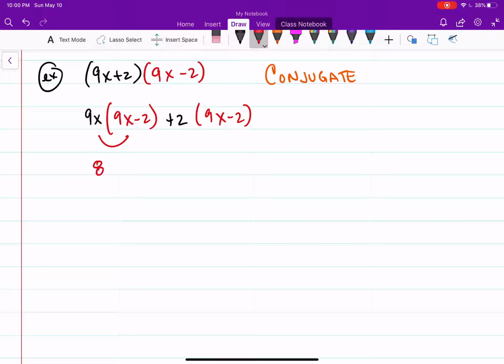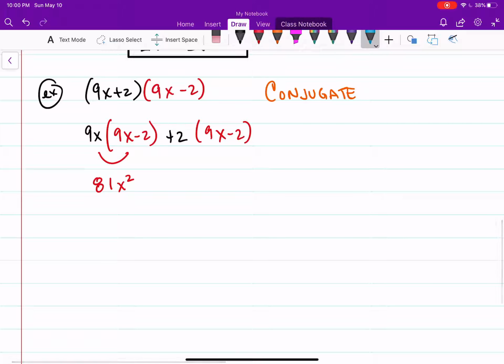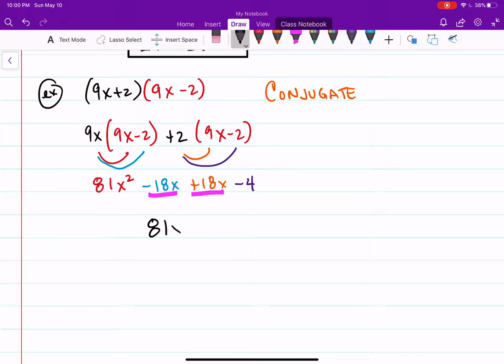This is going to give me 81x squared. Then this is going to give me a minus 18x. This is going to give me a plus 18x. And this is going to give me a minus 4. Okay? I do have like terms here. And look at those like terms. One's positive, one's negative. Awesome. So what's my answer? 81x squared minus 4.